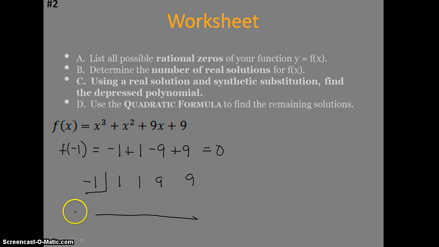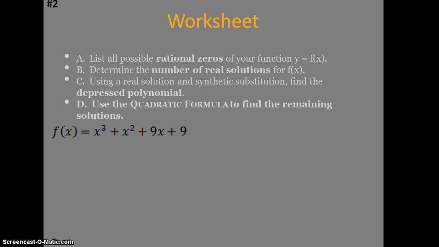So here we go. Bring down the 1. Multiply, add, multiply, add, multiply, and add. So we're left with a depressed polynomial of x squared plus no x's plus 9. And finally, part D asks us to use the quadratic formula to find the remaining solutions. So we said x squared plus 9. We want to find out when that equals 0. So we need to consider that C is 9 and A is 1 and B is 0.